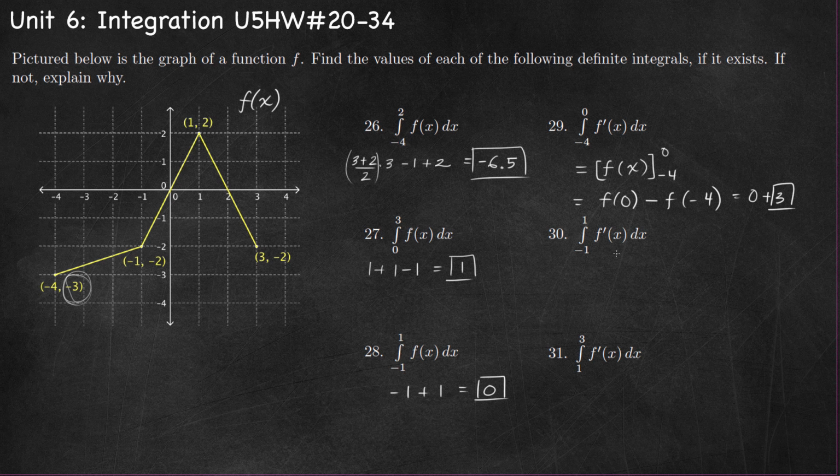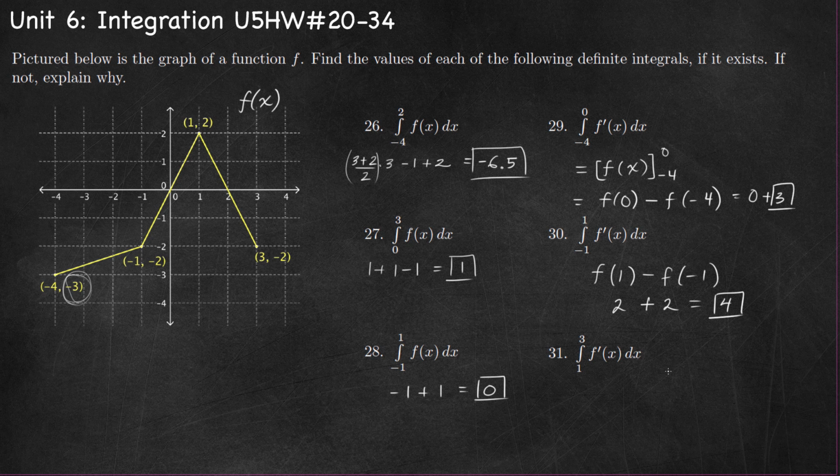Number 30, I'm integrating f prime dx from -1 to 1. So that's going to be f of x evaluated from -1 to 1. So f of 1 minus f of -1. F of 1 is 2 minus f of -1 is -2. So there we get 4.